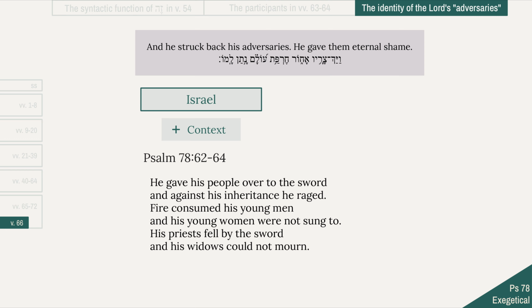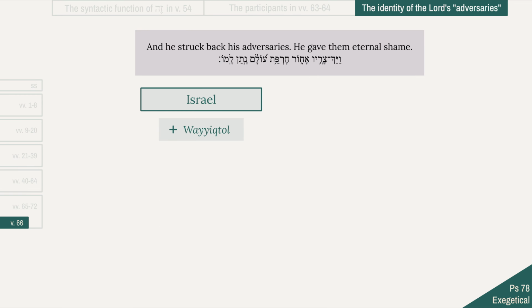As we saw in the previous issue, verses 62, 63, 64 talk about the Lord raging against his inheritance, his priests falling by the sword, and so on. And so some think that the description in verse 66, "and he struck back his adversaries," is continuing the description of the previous verses where the Lord destroyed the temple at Shiloh. One grammatical argument for this interpretation is that the verb in verse 66 is a vayiktol, vayach, and he struck. And vayiktol usually marks discourse continuity. And so the grammatical form might suggest that the description in this verse continues the description in the previous verses, where the Lord rages against his people. His people have become his adversaries.